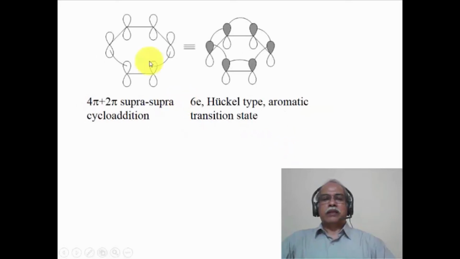It's more clear when you consider the 6 electron system, because it is very similar to the benzene transition state. The benzene molecular orbital picture essentially has these 6 molecular orbitals without any node. They are interacting with each other, and this 4 pi plus 2 pi suprafacial cycloaddition transition state is represented like this. So this involves 6 electrons and it is a Huckel type of overlap.